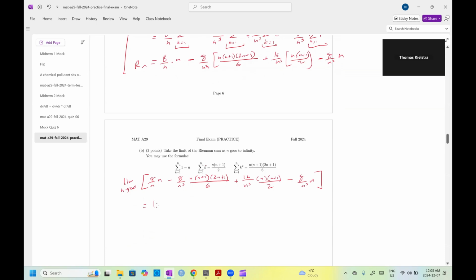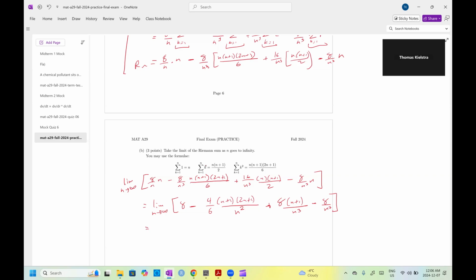This equals the limit as n approaches infinity of 8 minus 4 over 6, (n plus 1)(2n plus 1), all over n squared, minus 16, or minus 8 (n plus 1) over n cubed. This is a plus, and then minus 8 over n squared.